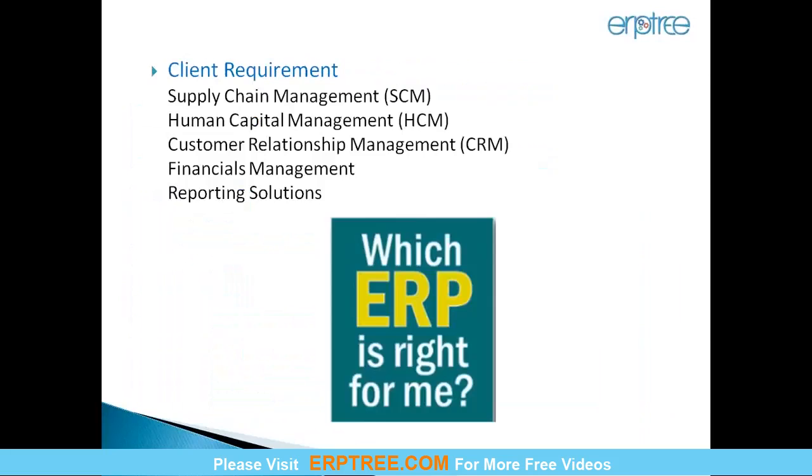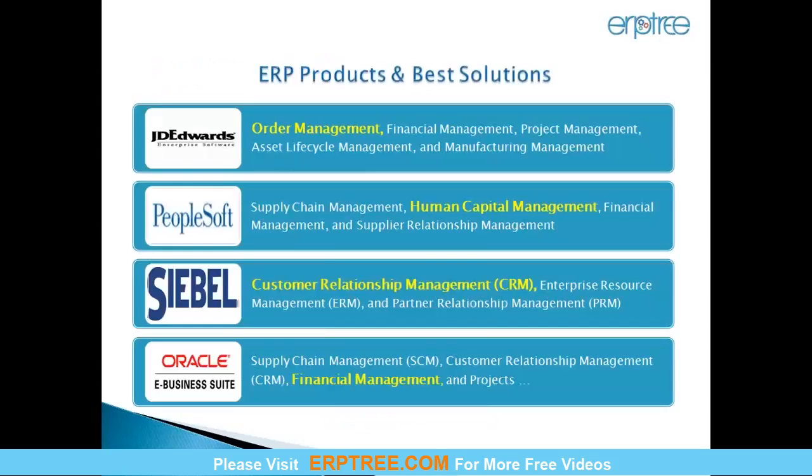Now, if a client is looking for this set of solutions, the reality is the client has to choose SCM, supply chain management, from one vendor, HCM from another vendor, customer relationship management from Siebel, and finance from Oracle. This is how they have to choose. So clients look at their primary business area, select the ERP product accordingly, and run the rest with whatever possibilities are available within those ERPs.